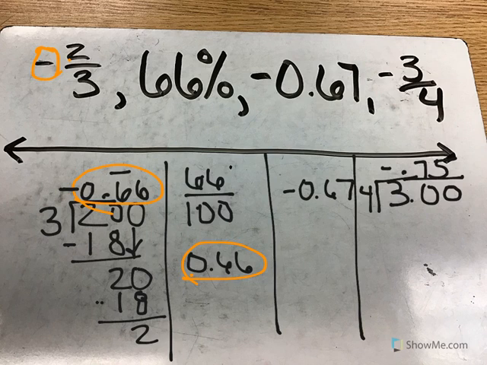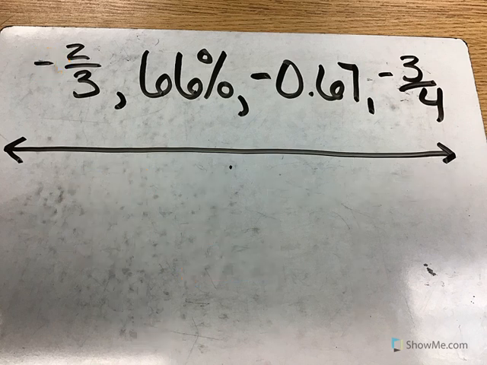So I'm going to erase all of this so we have room, and underneath it I'm going to write these numbers. So we have negative 0.6 with the bar above it, 0.66, negative 0.67, negative 67 hundredths, and negative 75 hundredths. Now, why did I draw a number line? We're going to use a number line to place these values.